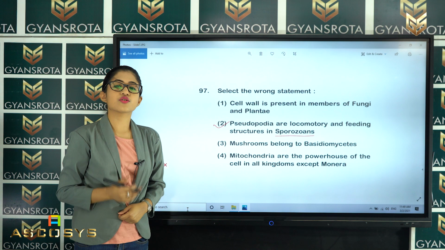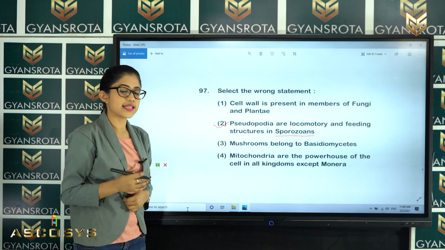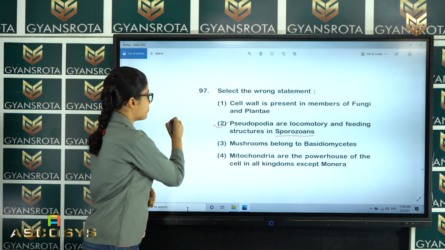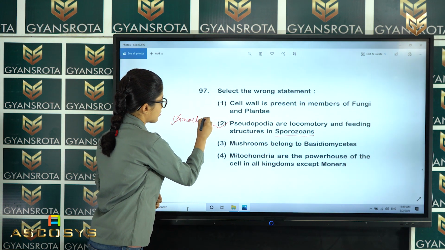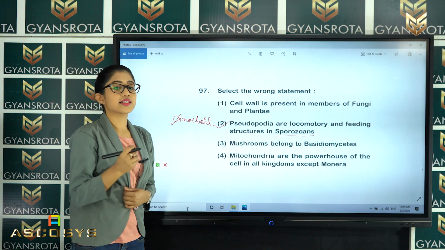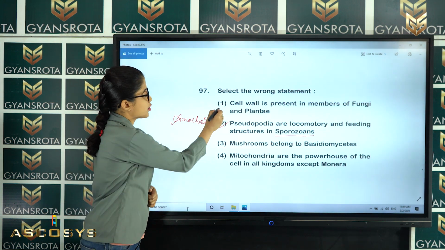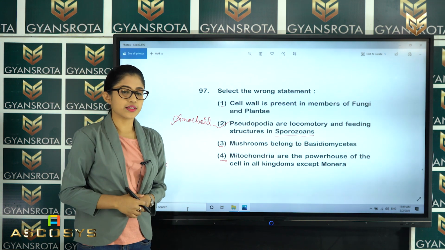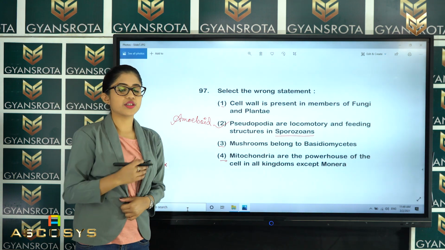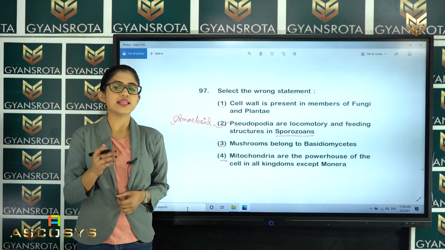So sporozoan is not the correct answer. What is the correct answer for this statement? That will be amoeboid. Right? So this is the wrong statement, whereas option number 1, then 3 and 4, these are the correct statements. So the answer will be option number 2. Now let's see the next question.